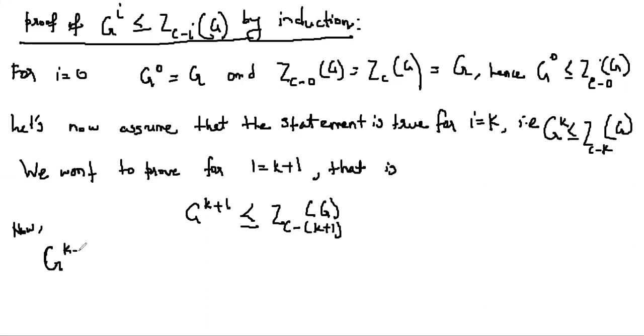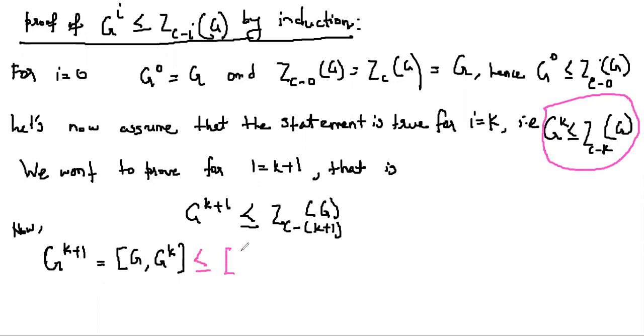What is G_{k+1}? G_{k+1} is nothing but the commutator subgroup of G and G_k, right? But then we know that this is true. So from this we will get that this is a subgroup of G, Z_{c-k} G.